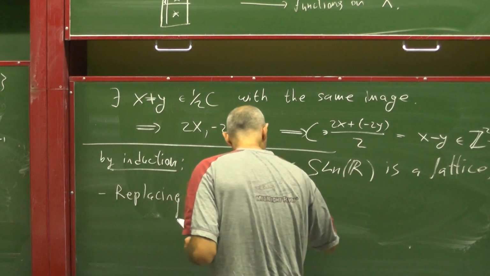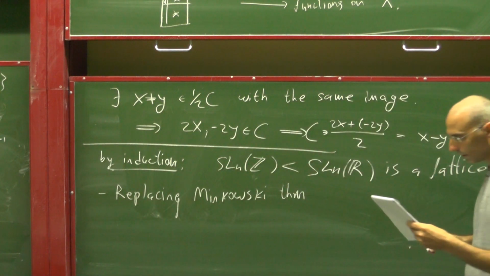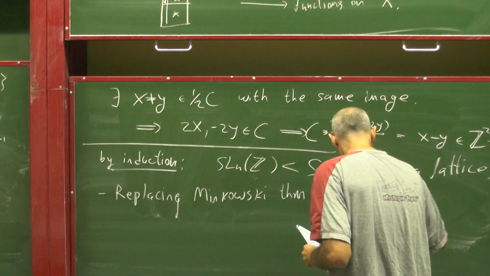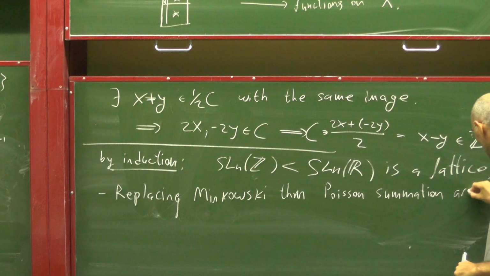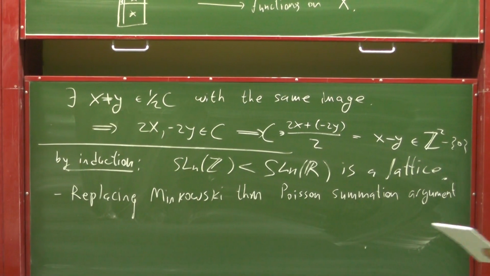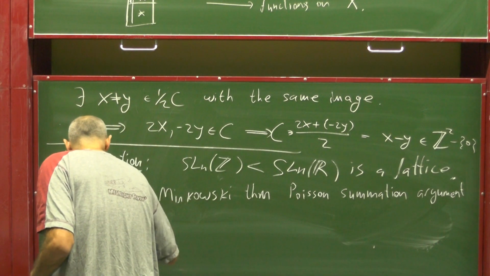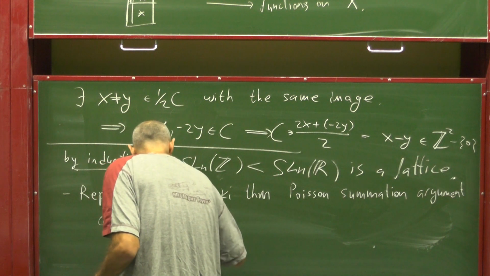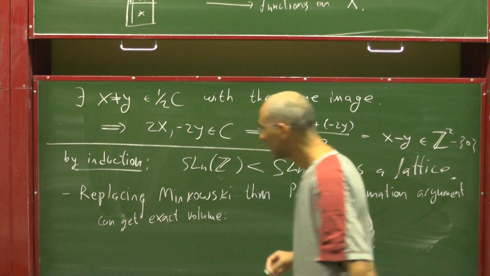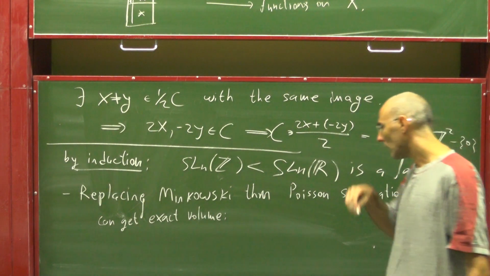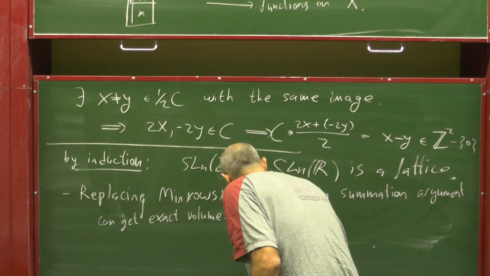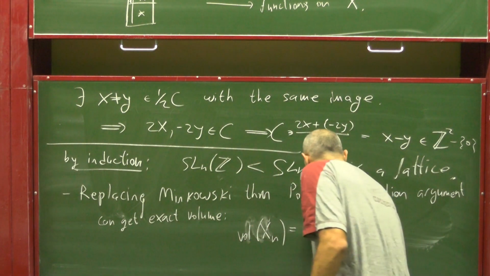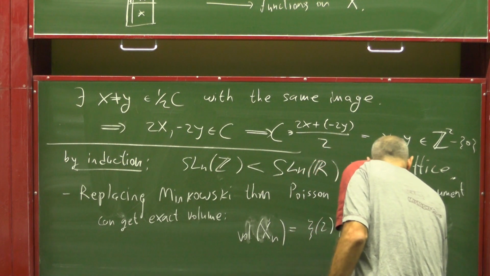So if you take Minkowski's theorem and you replace it with a slightly more delicate Poisson summation argument, which again I've chosen not to do, you can actually get the exact volume, up to natural normalization. And again, there is some natural normalization involved. And the volume of SLN, the volume of XN, will be Z of 2 times Z of 3 times Z of 8.